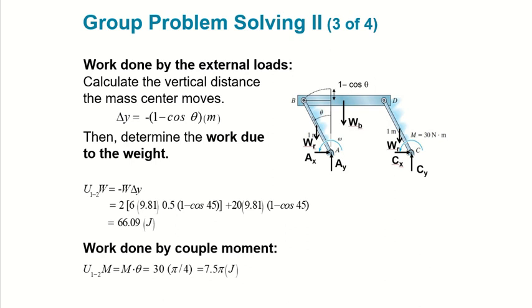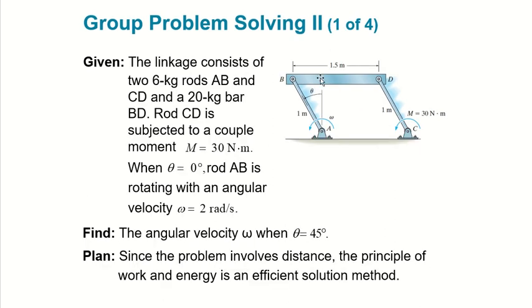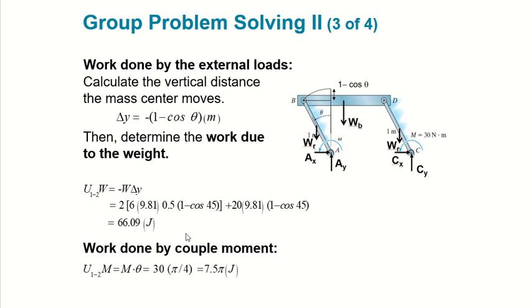Let me go back and show you. It's right here. AB is this guy, and then CD, 6 kilogram. The 20 is this guy, which is your rod BD. So let's go back to here. You get the work done by a couple moment. Again, this problem you don't have to know. You just listen, so you're familiar with how the force is broken down. Of course, the force in this example is your weight, and then we deal with the change in distances like that.